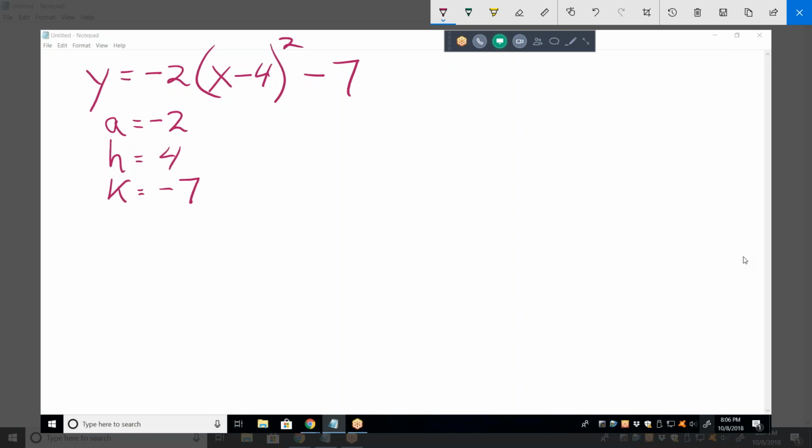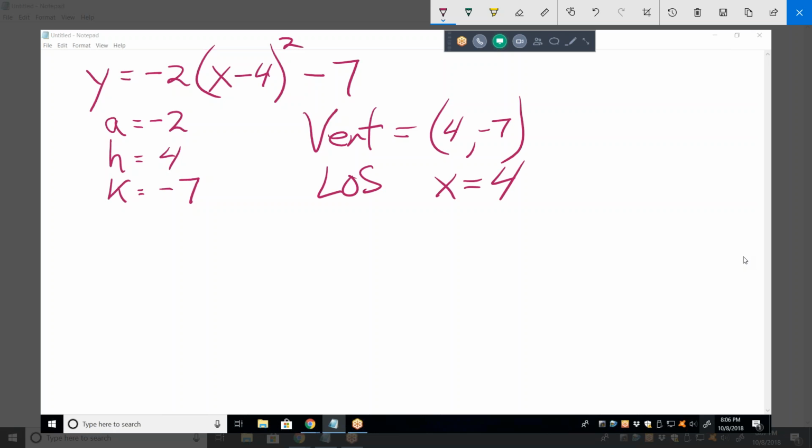So the vertex is 4 and -7. What's the line of symmetry? x equals 4. Yes, x equals 4. I don't know if your teacher will take points off for just writing 4, but I'll bet you will. It has to be the equation of a line. It's not a point. I can write that as a point, but a line, if I just say 4, that's a point. That's not a line.